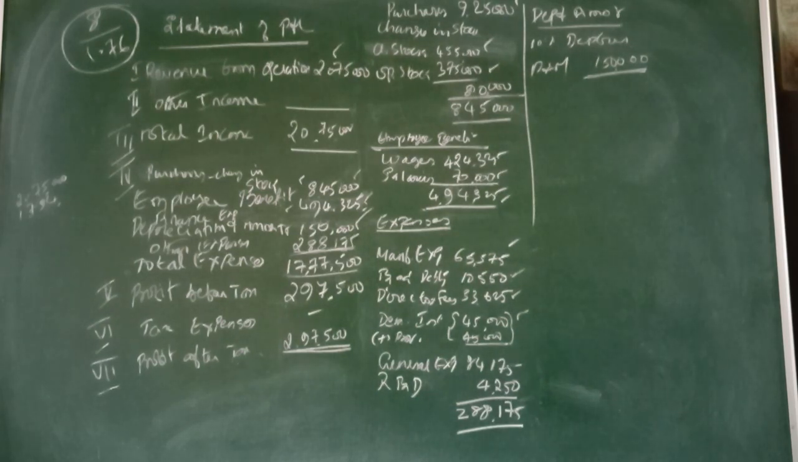Here the purchases is 9,25,000, closing stock is 455, opening stock is 375. So closing minus opening, the change in the stock, is 80,000, and that should be deducted from the purchases. Okay, then let us go with the statement, taking the information given in the question one by one.